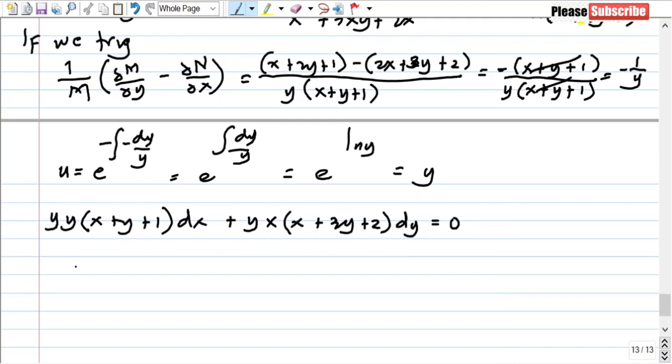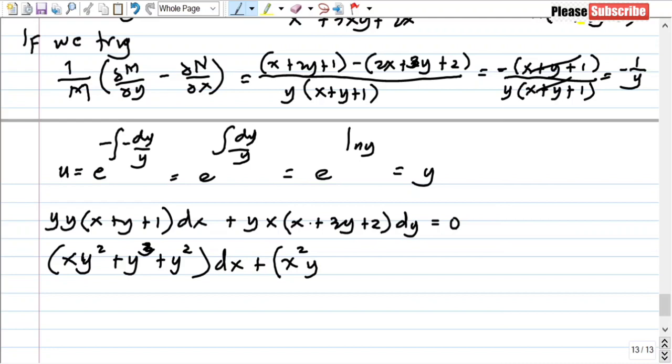So, sige, distribute natin. Xy squared plus y cubed plus y squared dx plus 2x squared y, tama? Distribute natin ito, plus 3xy squared, plus 2xy dy equals 0.